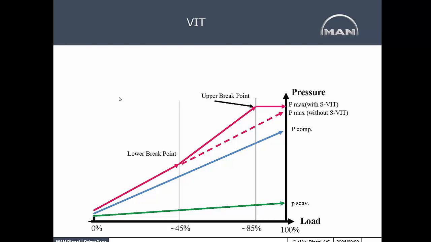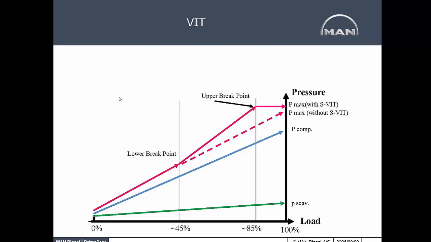Now, if you had no variable injection timing, it would rise up to 100% along that dotted line. So you wouldn't get the Pmax until 100% load. Well, what they found is that those high pressures and temperatures at Pmax help with fuel combustion, and you get a better burn at Pmax, at the maximum pressure at 100% load. Well, you don't run an engine typically at 100% load. You run it about 85 to 90% typically.